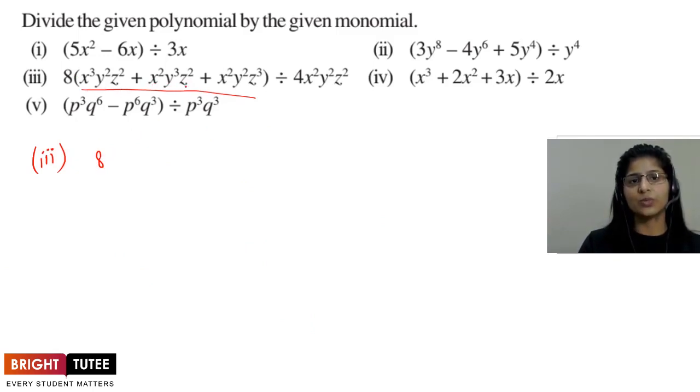x square y cube z square, x square y square z square. What is the least power of x that we have in all of 3? That is x square. What is the least power of y? That is y square. And of z is z square. So what are we left with inside the bracket?